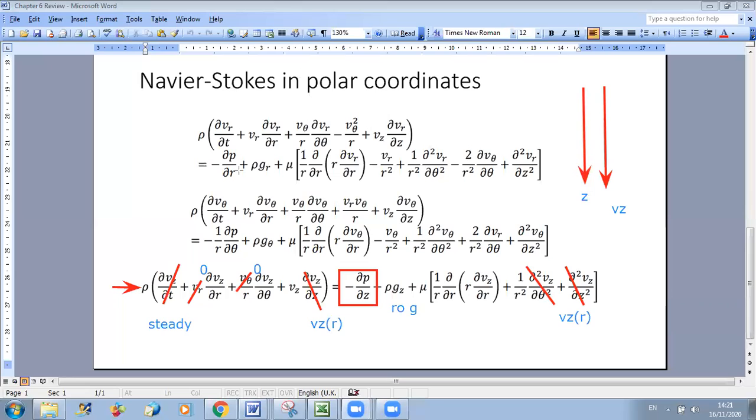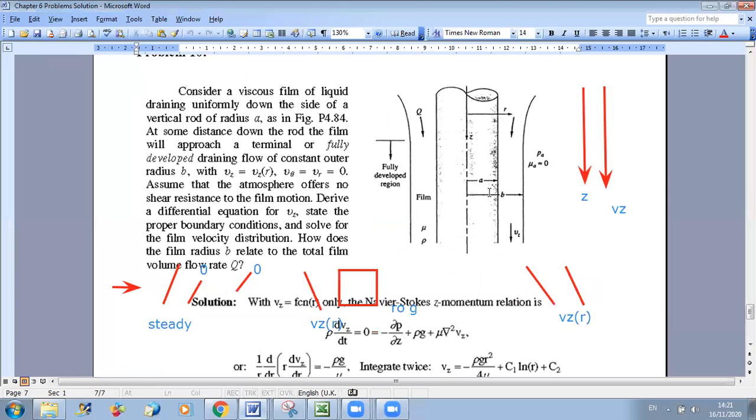Let us go back to the problem to see the figure. If you look at the figure, they said that the pressure at this level is equal to the atmospheric pressure. So P is not varying in the Z direction here. So we can conclude that del P by del Z is 0.